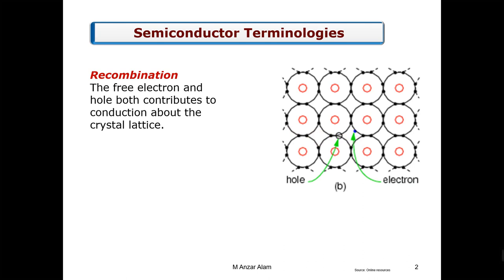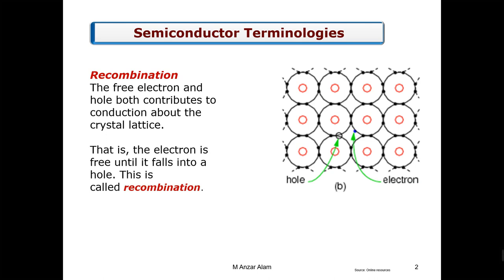I think there is the definition here. The free electron and hole both contribute to conduction in the crystal lattice. That is true, because only an electron cannot make the contribution of the current flow, because the electron has negative charge and the hole has positive charge. So they are both equally responsible for the contribution of the electrical conduction or the flow of the current. Now, the electron is free until it falls into a hole. This is called recombination. Hope you understand.